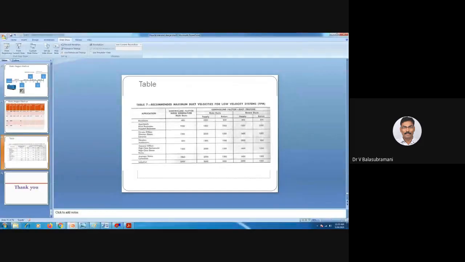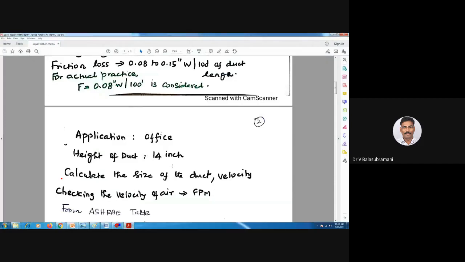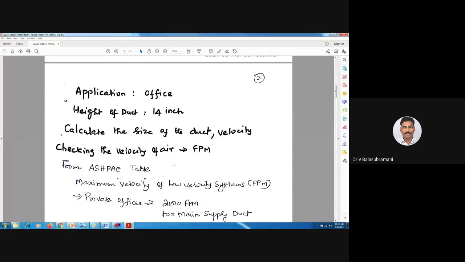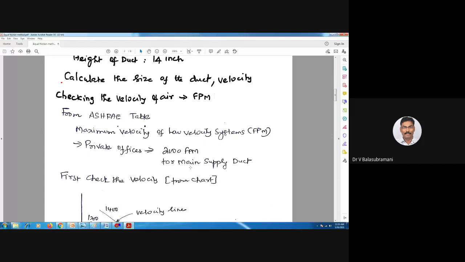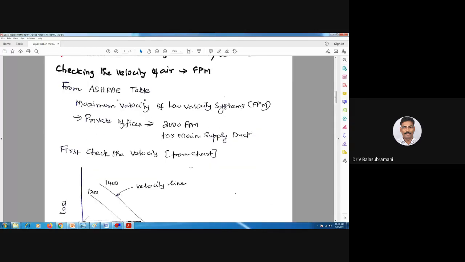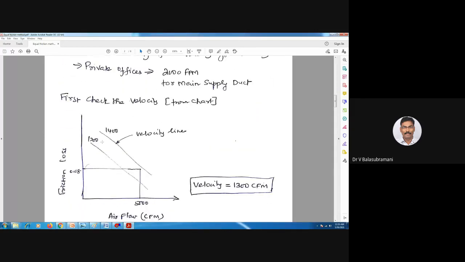There is the air velocity. The maximum air velocity allowed as per ASHRAE is 2000 feet per minute. So I have to check it. First I have to check it from the ASHRAE table. So the maximum velocity of a low velocity system is equal to 2000 feet per minute for a main supply duct from the ASHRAE table. First you have to check the velocity from the chart.